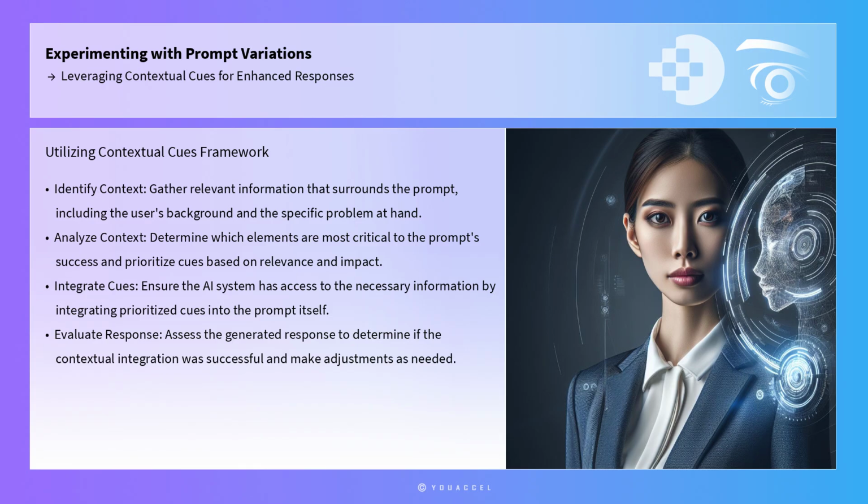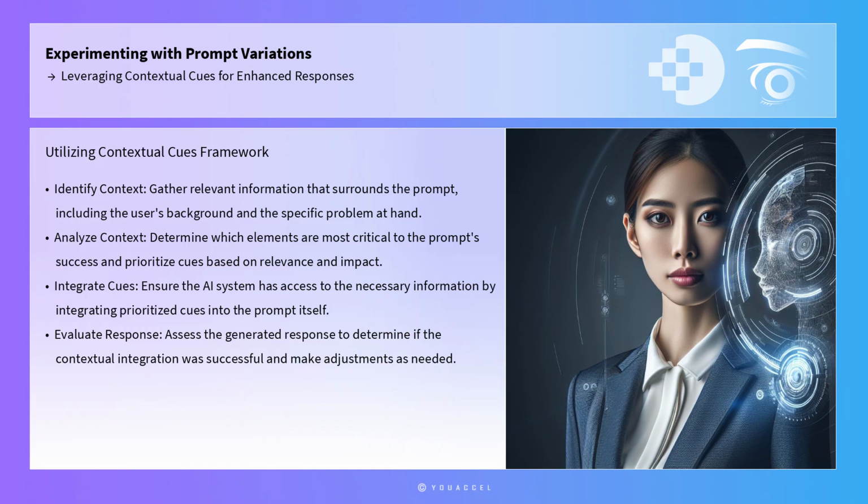A practical framework for utilizing contextual cues involves several key steps. First, identify the context by gathering relevant information that surrounds the prompt. This can include understanding the user's background, the specific problem at hand, or the broader situational context. Second, analyze the context to determine which elements are most critical to the prompt's success. This analysis may involve prioritizing certain contextual cues over others based on their relevance or impact.